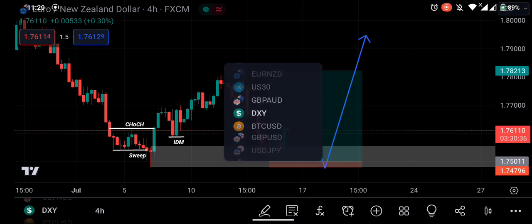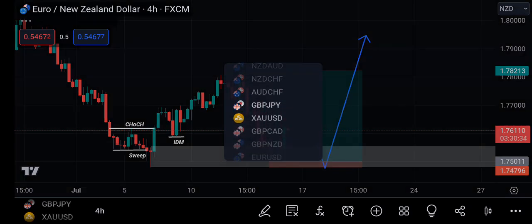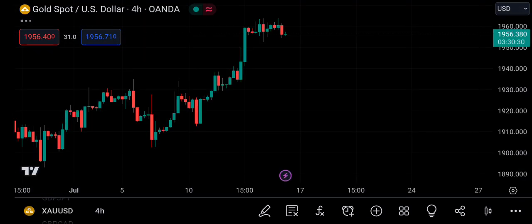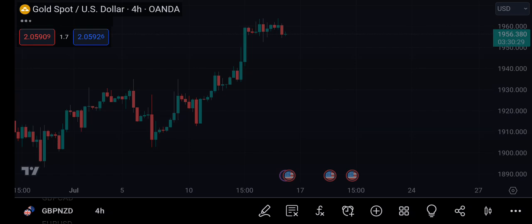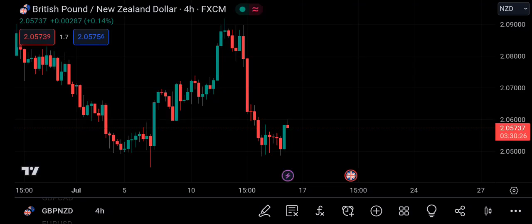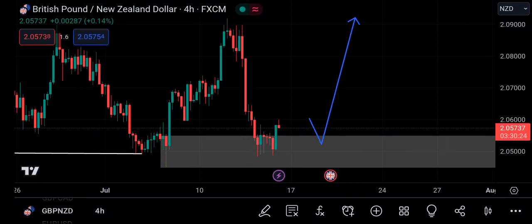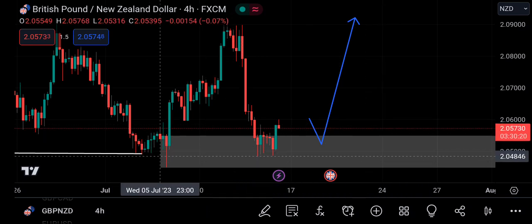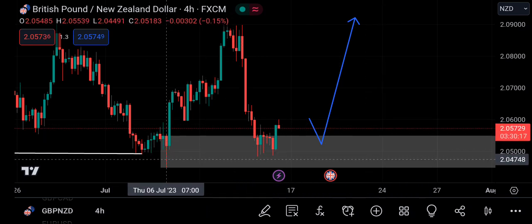And also, I do believe I had another trade on GBPNZD. Same scenario happened to me. I wasn't mitigated on the sniper entries. Also here, I was targeting this low right over here. I had a refined order block right over here, which wasn't mitigated.